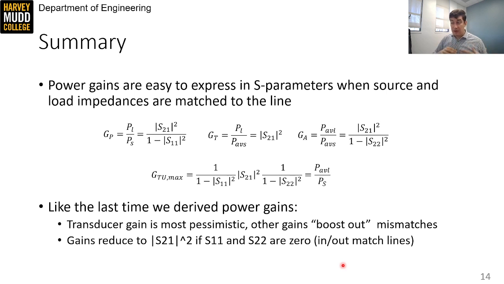So in summary, power gains are easy to express in S parameters when the source and load impedance are matched to the line. We get these four equations, which are important and you're going to use all the time, especially the transducer gain that comes up a lot. It's just S21 squared. And like last time, our power gains have certain behaviors. The transducer gain is the most pessimistic, and the other gains boost out mismatch factors at the input or the output, or both in the case of our maximum unilateral transducer gain. And all of the gains reduce to S21 squared if S11 and S22 are 0. That is, the input and the output are matched to the driving transmission lines.